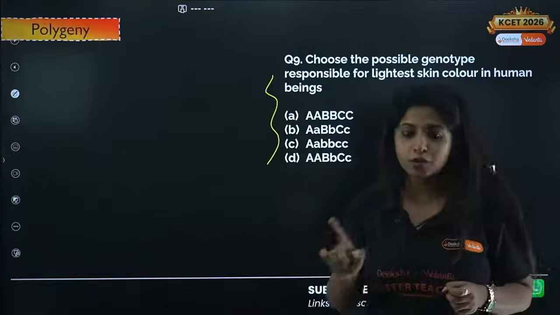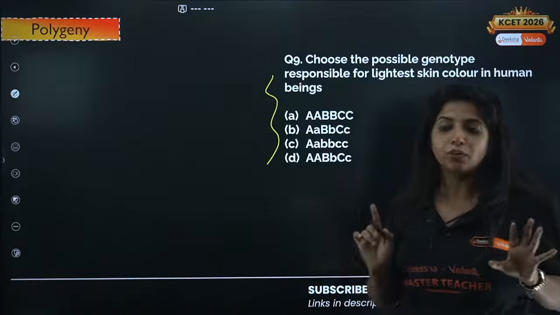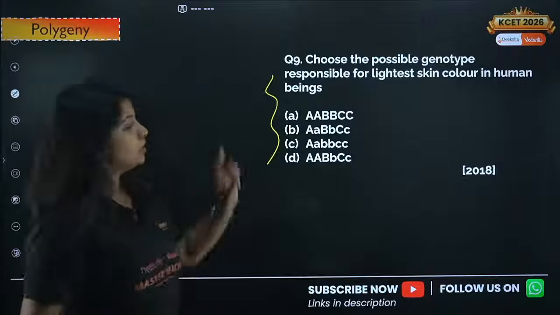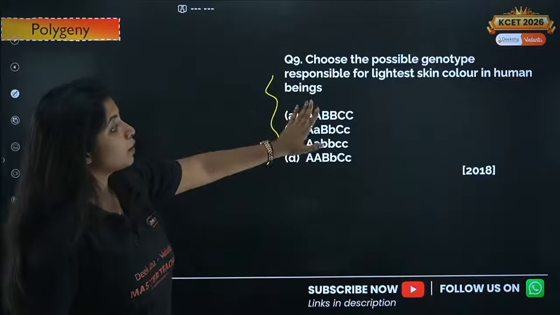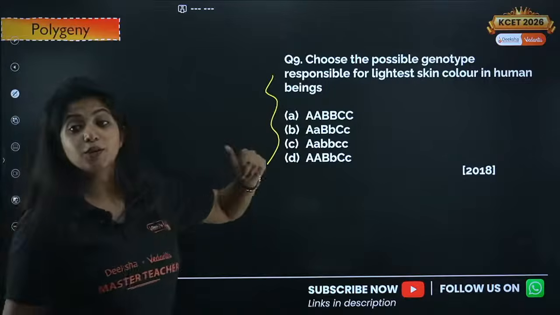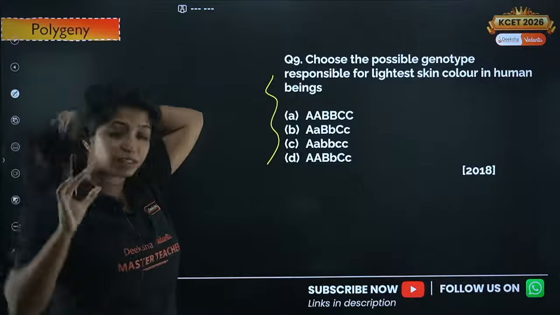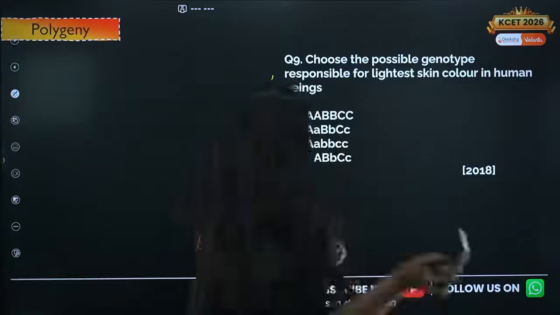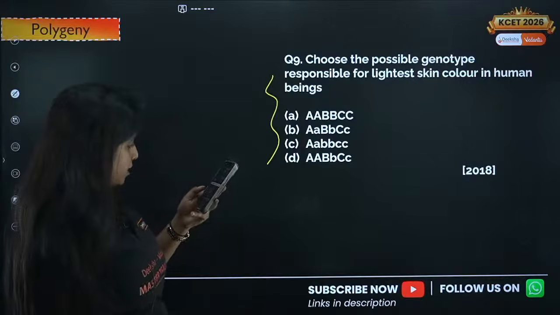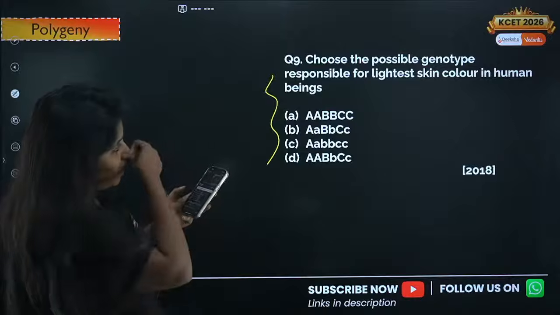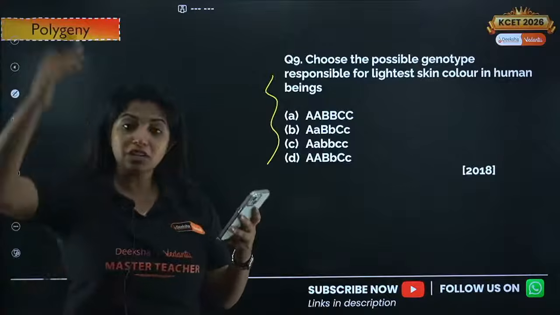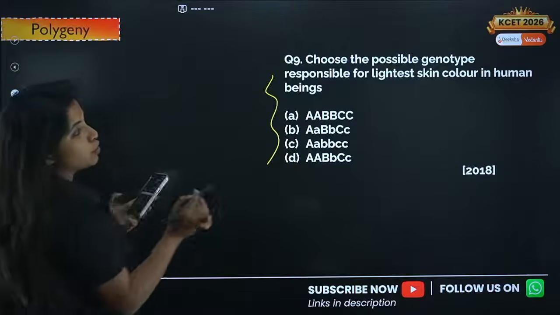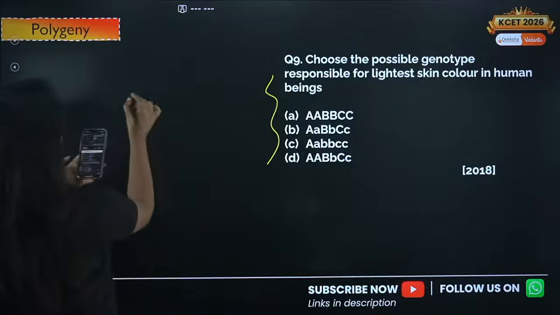Now, this question only those of you would be able to know who have actually dived into the NCERT really well. So choose the possible genotype responsible for the lightest skin color in human beings. How do you get the lightest skin color? I think Aishwarya has given me the answer as C. Okay, let's see if it is C or not. There is darker skin tone and there is lighter skin tone. Which of them is responsible for the lightest skin tone is being asked over here.